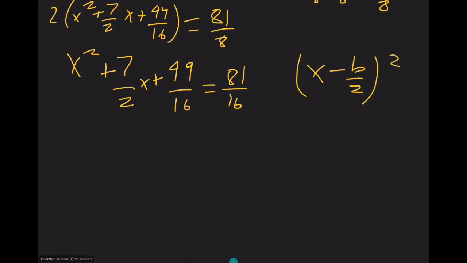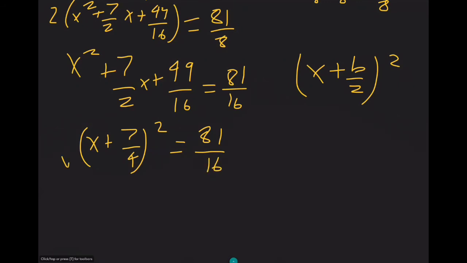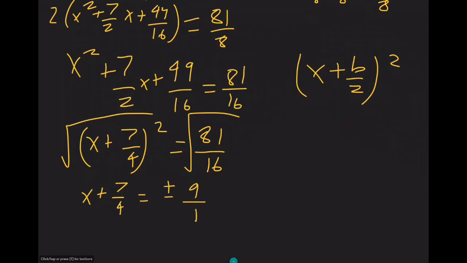So then it will be (x + b/2)². So then it will be (x + 7/4)² = 81/16. Okay, so now we're going to want to solve for x. So then we would square root both sides. x + 7/4 = ±9/4.